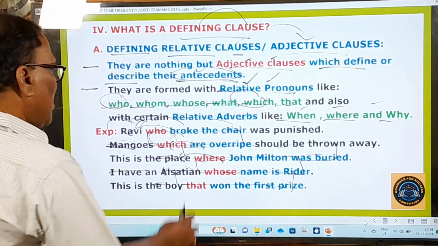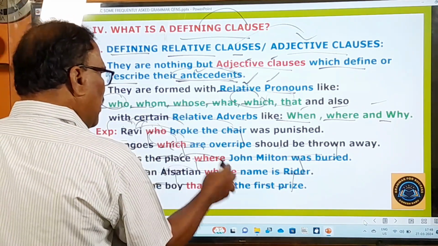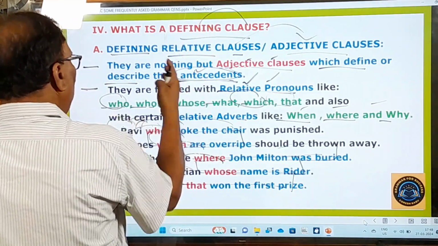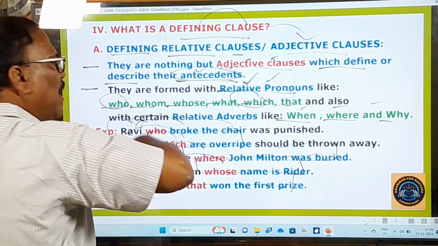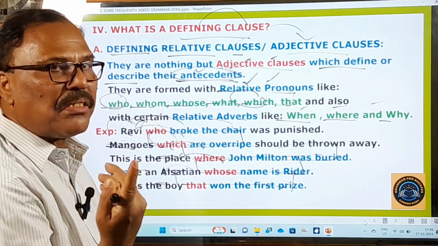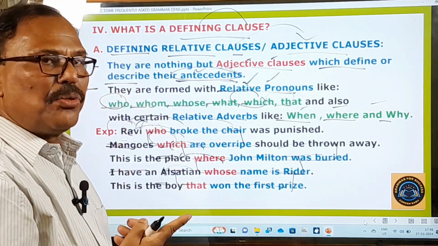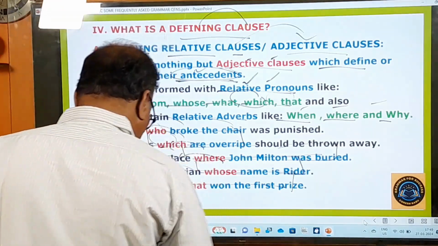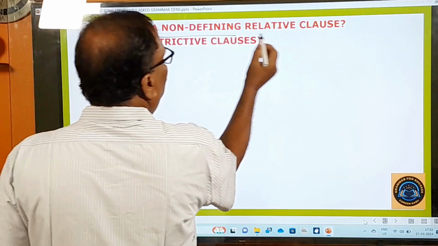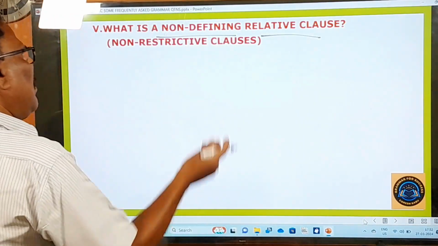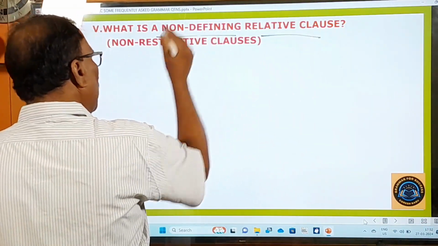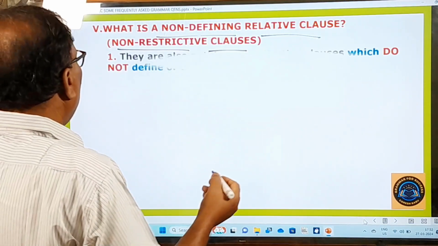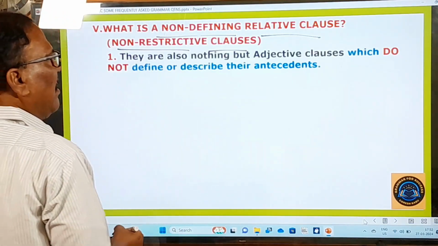So here, in all these examples, these adjective clauses are called defining clauses. This is all about the defining clauses. And what are the non-defining clauses? Let us also pay attention to those things and let us learn those non-defining clauses, right? What is a non-defining relative clause? These non-defining relative clauses are also called non-restrictive clauses. And let us learn a few things about them.